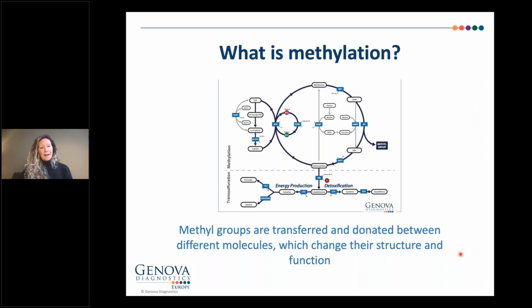So methylation really does play a ubiquitous role in the body, and it's a biochemical process that happens billions of times per second in every cell of the body, where methyl groups are being transferred and donated between different molecules which change their structure and function. We also know that nutrients such as vitamins and minerals and amino acids from the diet are needed to keep these processes running smoothly. And of course, there are also genetic factors at play, as well as oxidative stressors, which can affect how well these pathways work. And these are the factors that I'll be covering extensively throughout today's and next week's webinars.